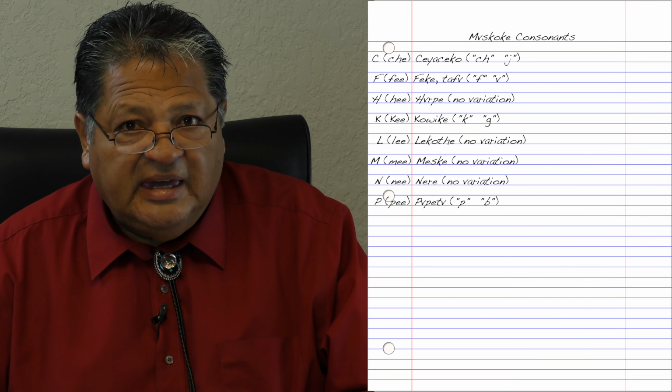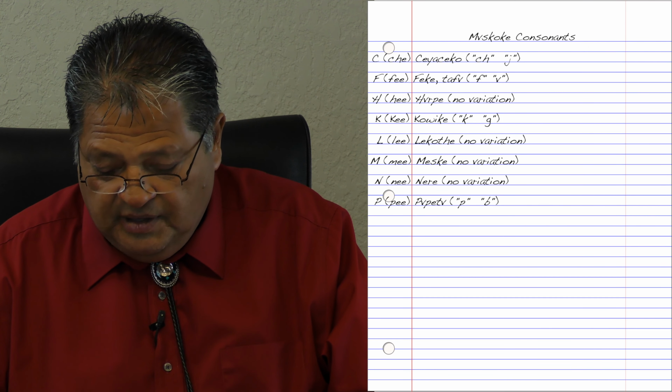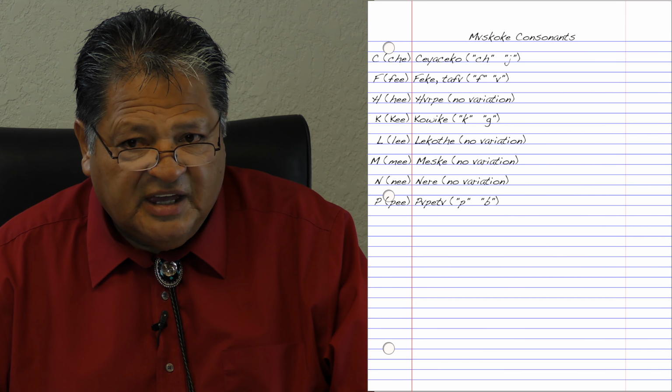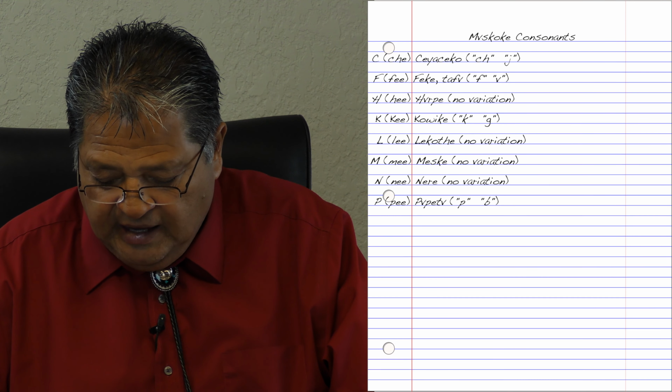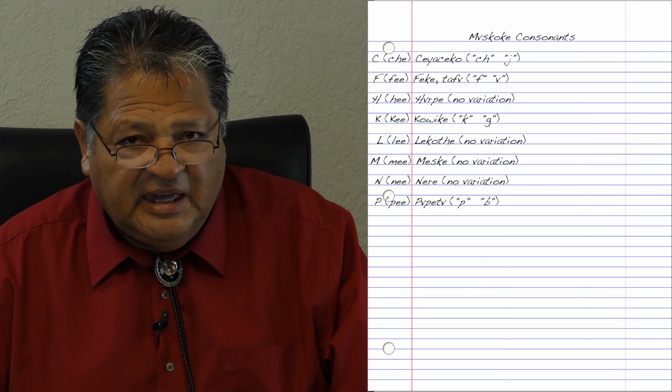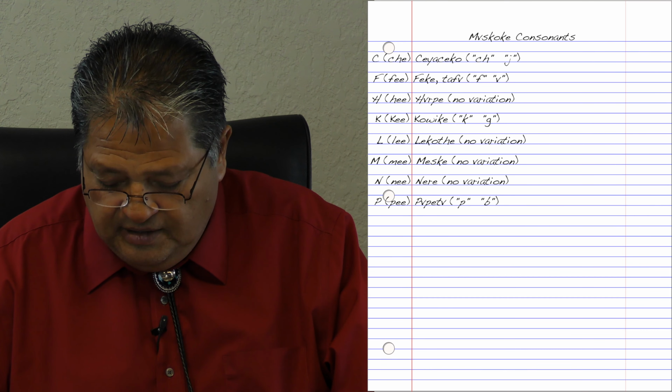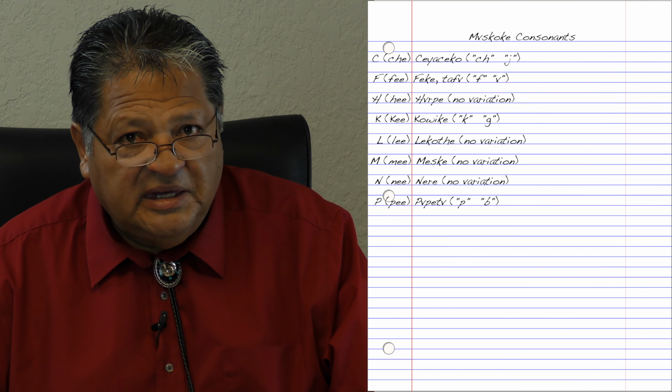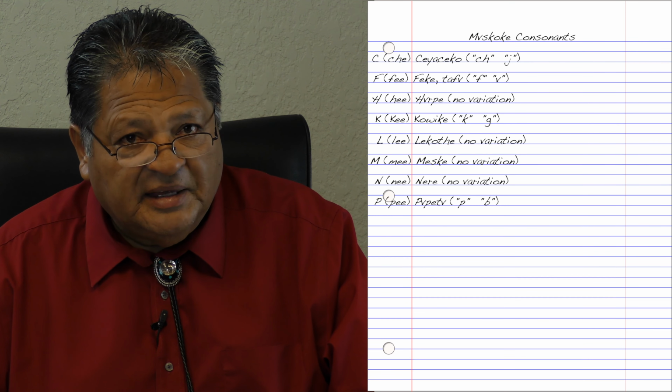The letter p is a variable. It makes two sounds, a soft sound and a hard sound. It can either sound like a soft P, such as in pabida, and it can sound like a B, a hard sound, later in that same word.